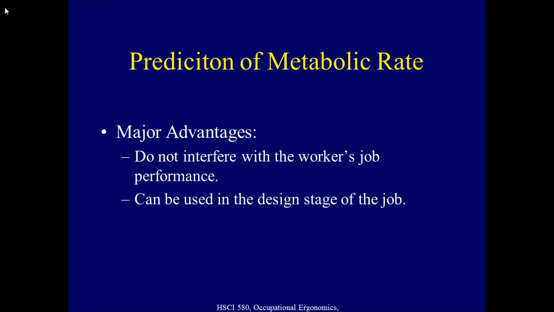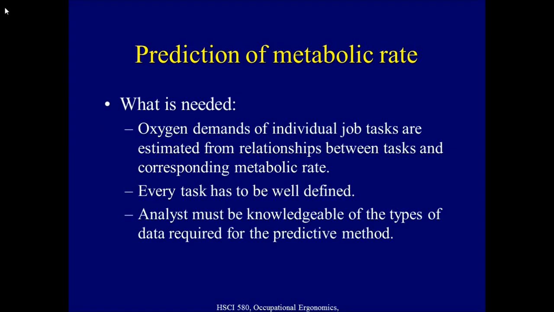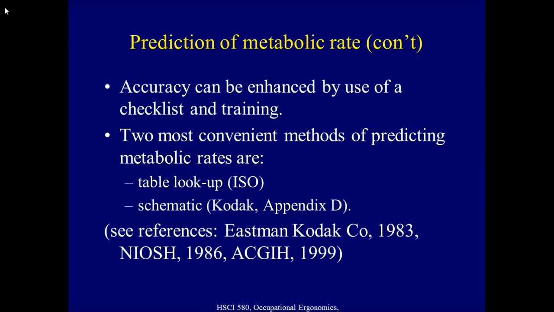Prediction of metabolic rates then. Major advantages: you don't have to interfere with the worker's job, and it can be used in the design stage of particular jobs. What do you need? Obviously, the oxygen demands of an individual. The job tasks are estimated from relationships between task and corresponding metabolic rate. Every task has to be well defined, and the analyst must be knowledgeable in the types of data required for the predictive method. There are a number of books available that give you tables on energy expenditure that consider an average size individual and the amount of kilocalories or O2 consumed on the basis of the work being performed. Accuracy can be enhanced by use of checklists and training. The two most convenient methods are tables, as I mentioned: the International Standards Organization, and also Kodak has these in their books and schematics. There are other references, such as the National Institute for Occupational Safety and Health and the American Conference of Governmental Industrial Hygienists.